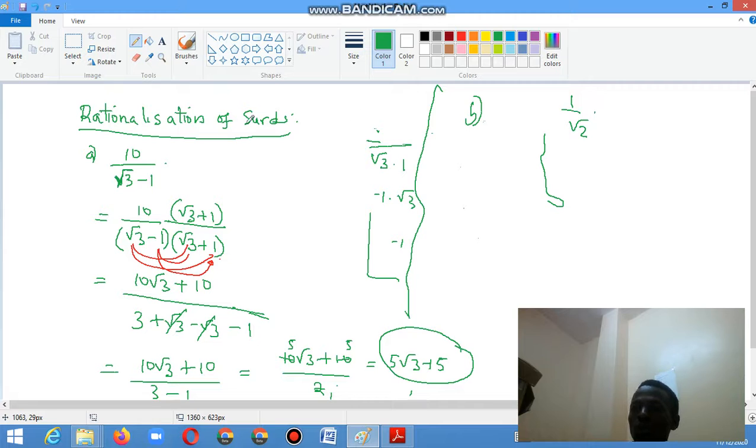So what you do is multiply throughout by what? By the square root of 2, up and down. 1 times the square root of 2, I get the square root of 2. Out of the square root of 2 times the square root of 2, you get the square root of 4, and the square root of 4 is 2. So I write here my 2, and the whole answer will be root 2 over 2. So this is my answer. I have removed the square root sign from the denominator. That means I have already rationalized it.